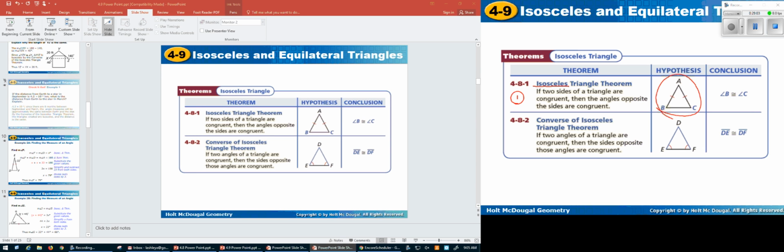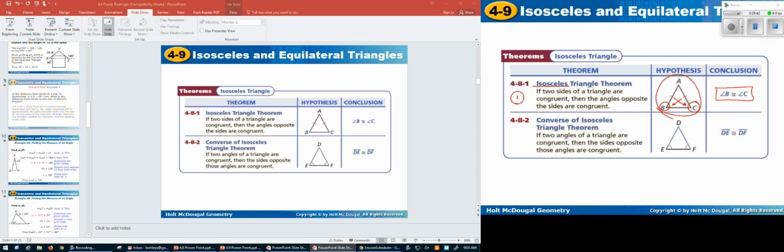The base angles, remember, are the angles not in between the two congruent sides. They're the ones across from the two congruent sides, angles B and C. So your base angles will be congruent if it's isosceles. Those are the ones across from the congruent sides, not the vertex angle. So in this picture, which angles would be congruent? F and G. So if it's isosceles, the isosceles triangle theorem says the base angles will be congruent. Does that make sense? Okay, the converse just switches, right?